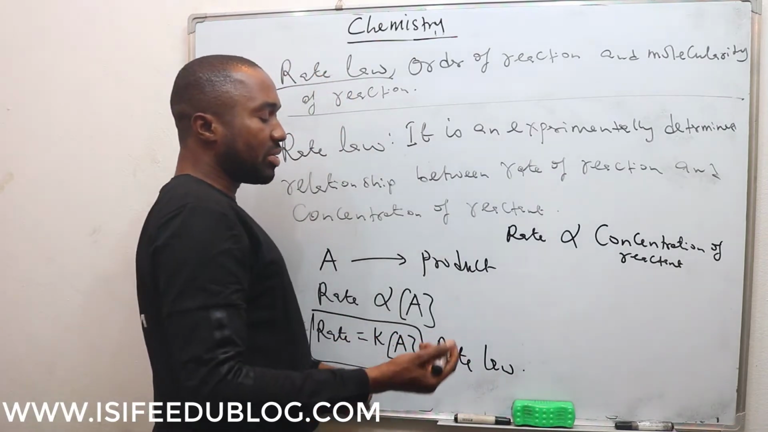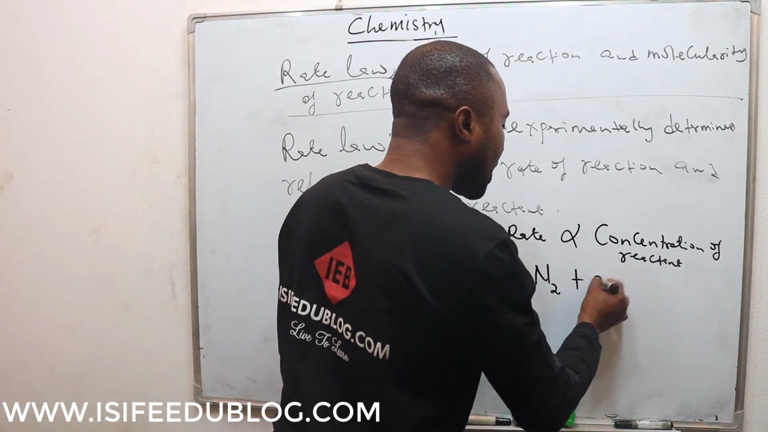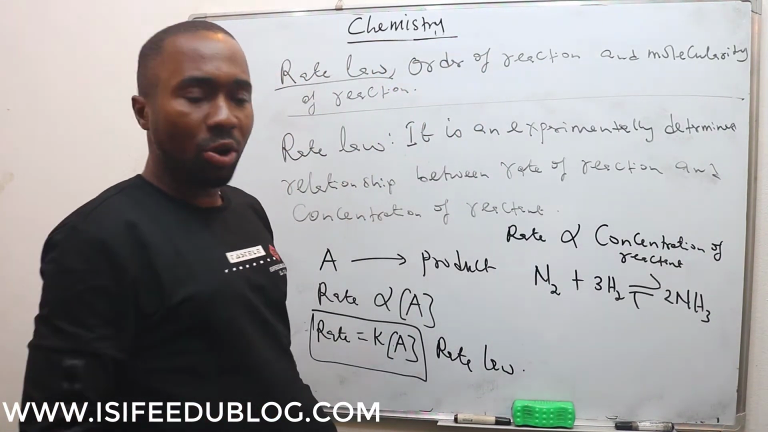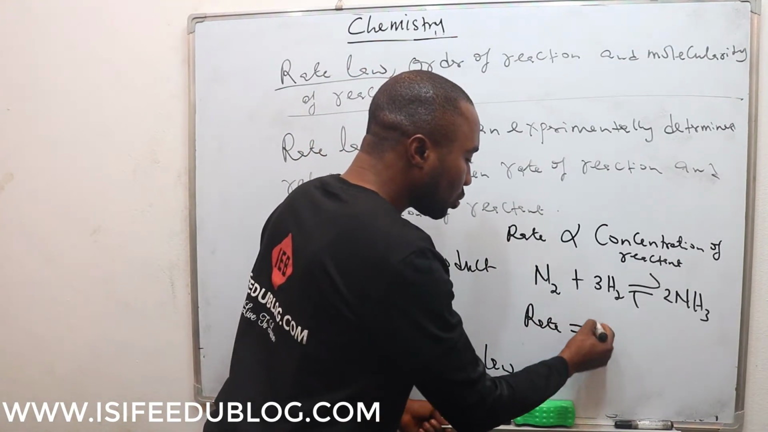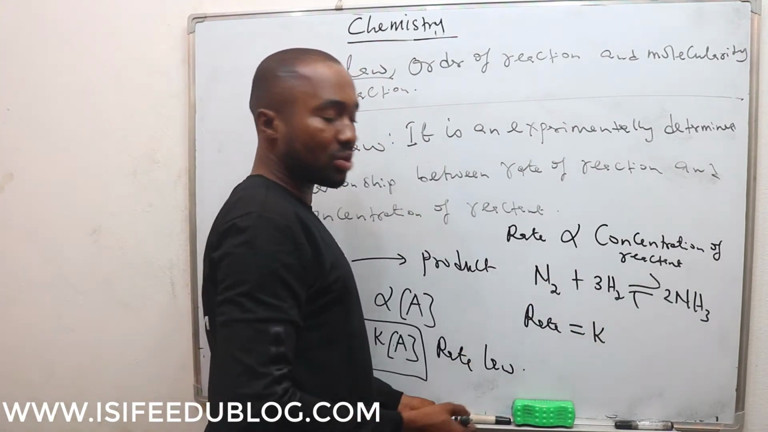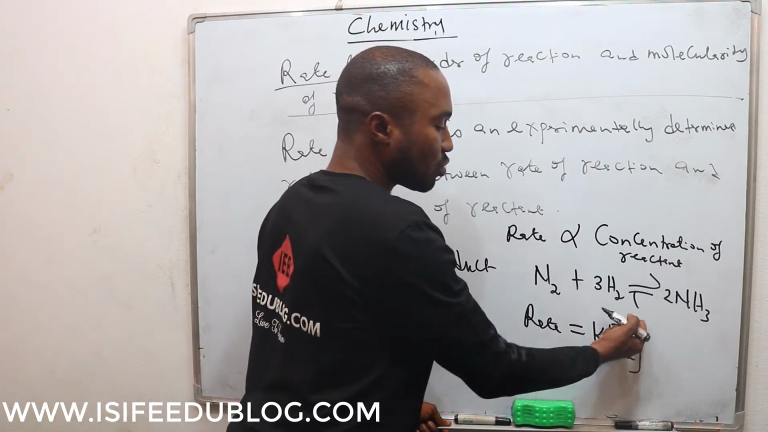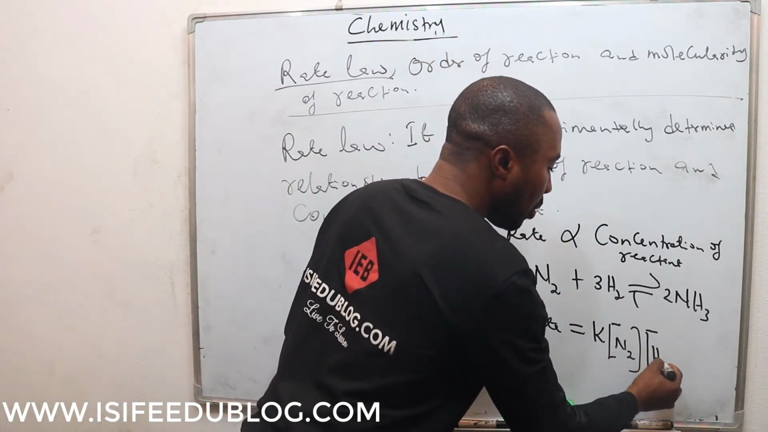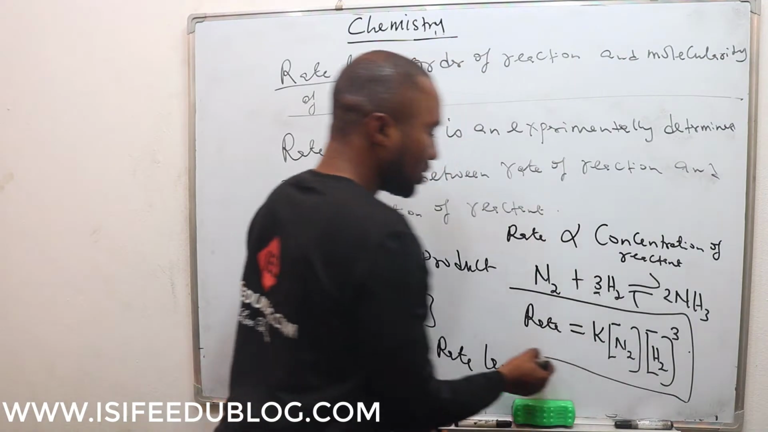Now, if you are asked to write the rate law for this reaction, we have nitrogen reacting with hydrogen, giving us a product, and you are asked to express the rate law for this reaction. The rate law for this reaction will become rate is equal to k multiplied by the concentration of the reactant. We have two reactants there, nitrogen and hydrogen. So the first reactant is nitrogen, and number of mole here is 1. So nitrogen raised to power 1. Then the next one is hydrogen, and number of mole of hydrogen is 3. So raised to power 3. This becomes the rate law for this reaction.